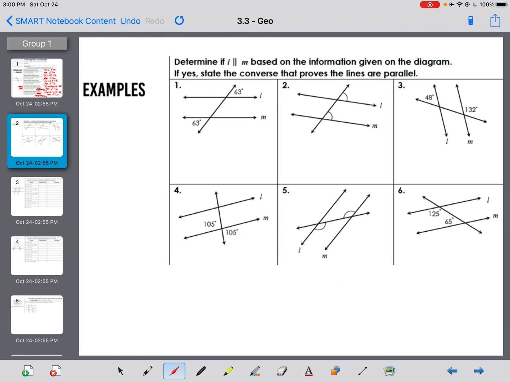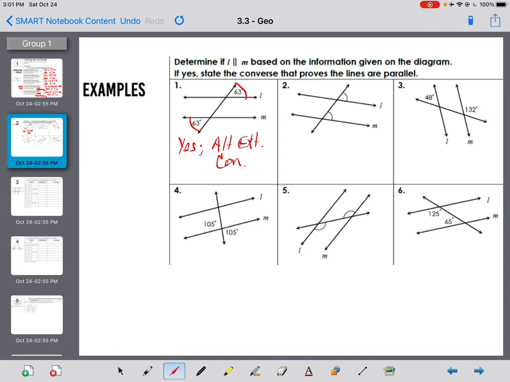Now we just have to apply them. Determine if L is parallel to M based on the information given in the diagram. If yes, state the converse that proves the lines are parallel. Well, here we have 63 and 63. Those are on different sides and they're on the outsides. So yes, they are parallel, and that's the alternate exterior converse, because they're on the outside and they're on different sides.